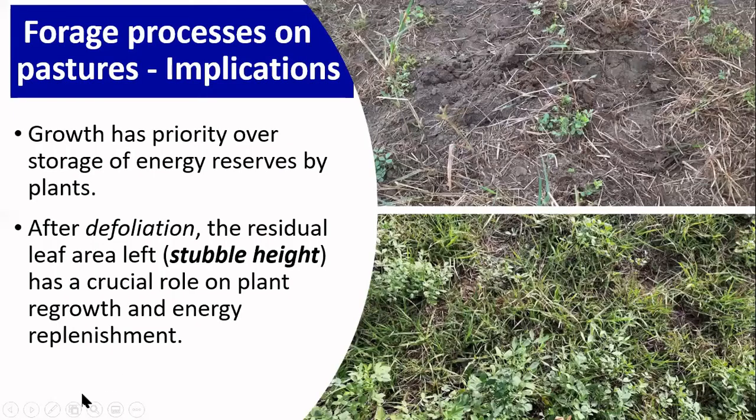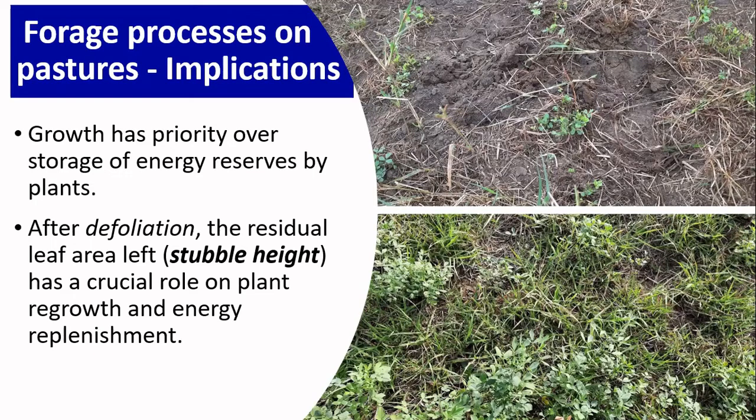So again, some of the implications when we're looking at those processes are that, for example, growth has priority over storage of carbon as energy reserves. And for this reason, one of the major implications of overgrazing, for example, is the depletion of plant reserves, which leads the stand in general to thin out and plants to actually die over time.